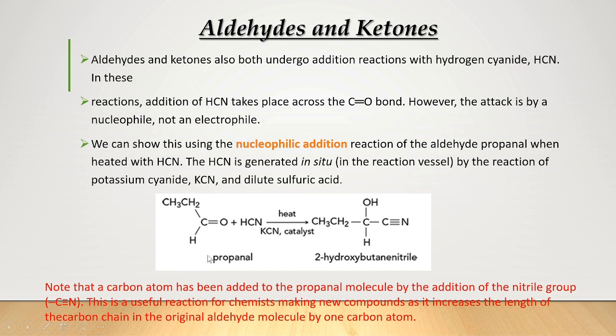You can see in this equation this is propanal reacting with HCN, and there is a formation of 2-hydroxybutanenitrile. Note that a carbon atom has been added to propanal. So here we have 1, 2, 3 carbon atoms. Here we have 1, 2, 3, 4 carbon atoms. So this is a useful reaction for chemists making new compounds, and it increases the length of the carbon chain in the original aldehyde molecule by 1 carbon atom.